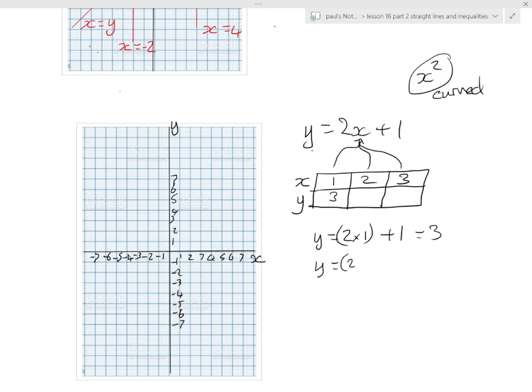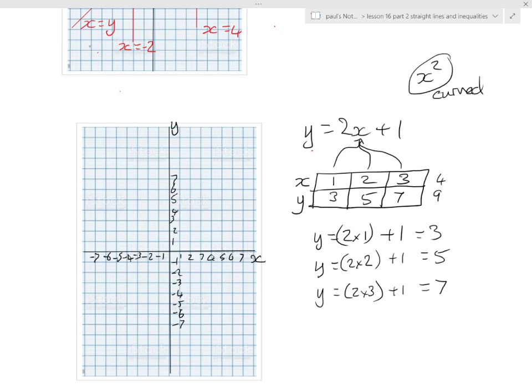Now, 2 times 2 is the next number, plus 1, that equals 5. And the third one is 2 times 3, put the 5 in there. 2 times 3 plus 1 is 7. Something worth noting here is that as x goes up 1 in value, y goes up 2 in value. So you can predict that the next number, if that was a 4, that would be a 9. But you don't need to do all those.